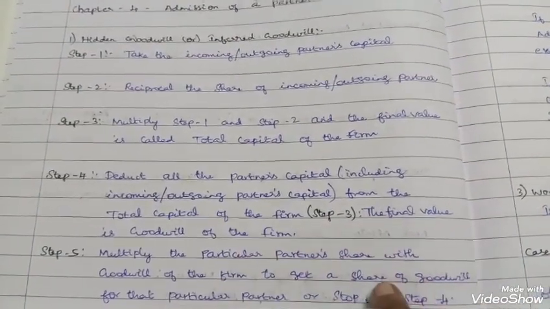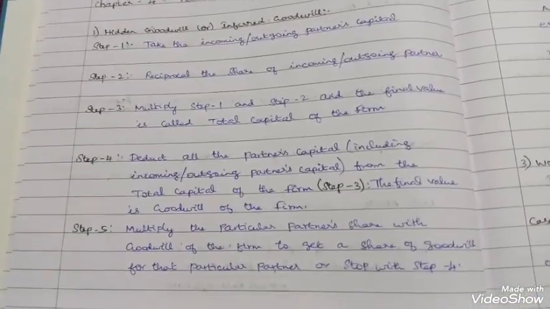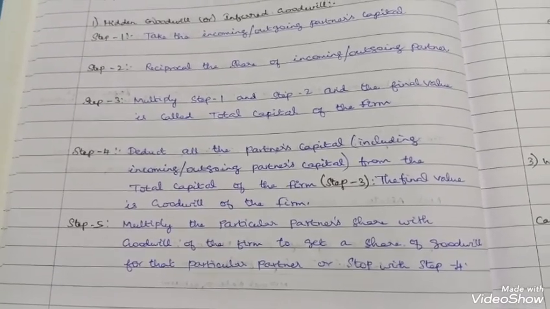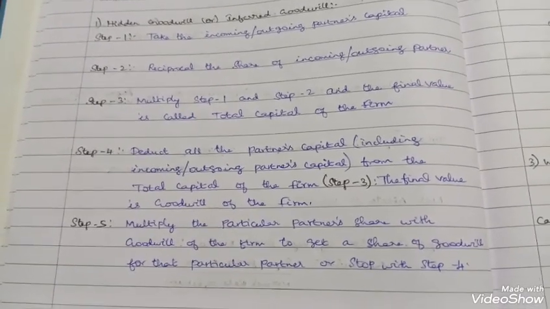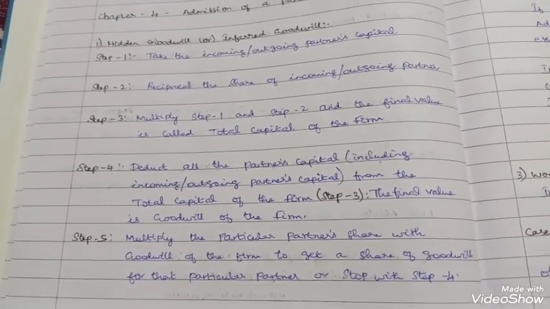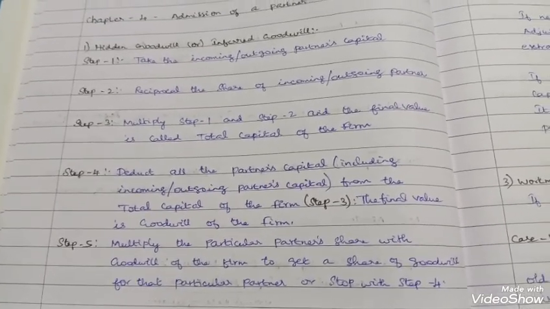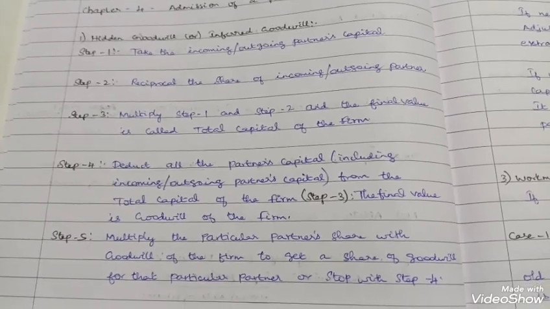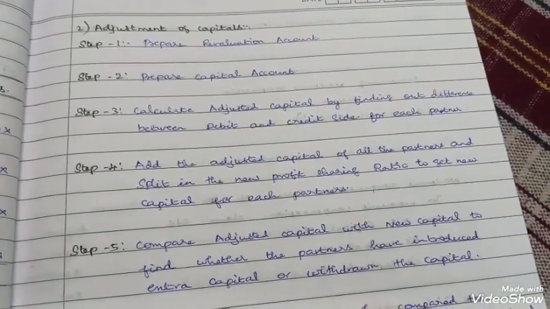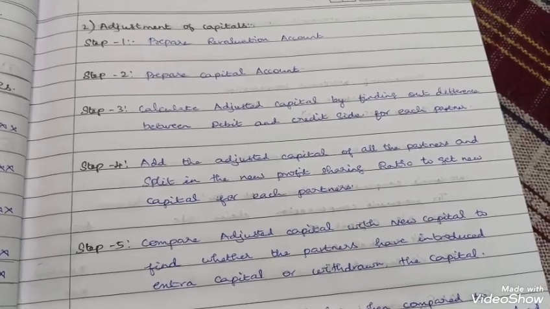That's all. Suppose if you want to find out the goodwill of a particular partner, then from that goodwill of the firm, you have to calculate his share of goodwill using his share. That's all. So this is the hidden goodwill or inferred goodwill calculation. The next important concept will be adjustment of capitals.